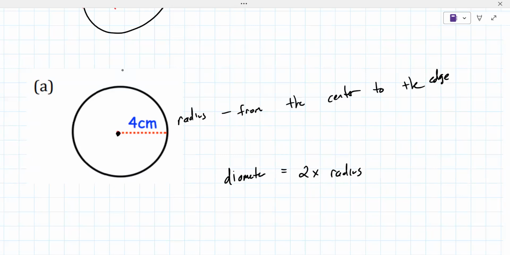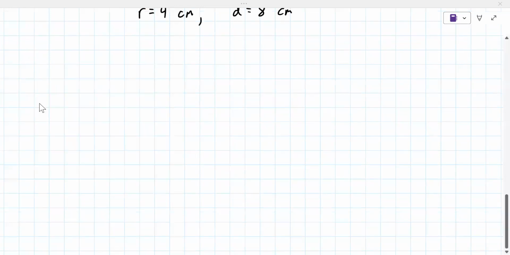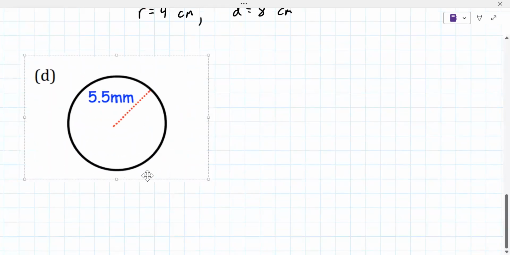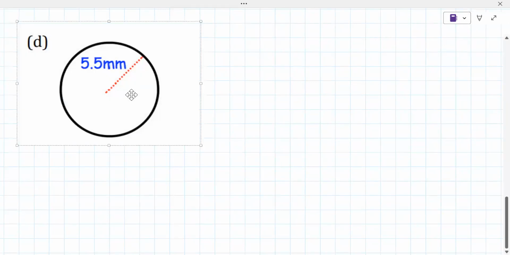So what would the diameter be in this case? 8 centimeters. So you'd write my radius equals 4 centimeters, diameter equals 8 centimeters. That's how you'd want to present your answer. And don't forget about units, meaning the answer contains units. It's like calling someone without their name. It's kind of weird.